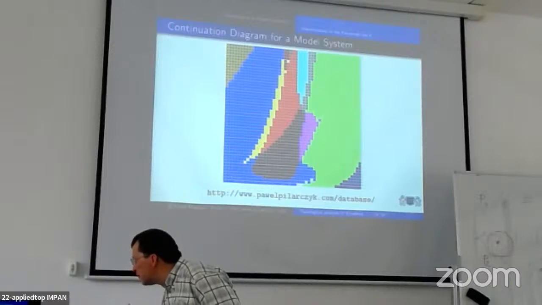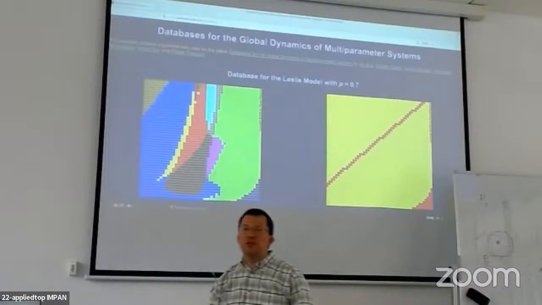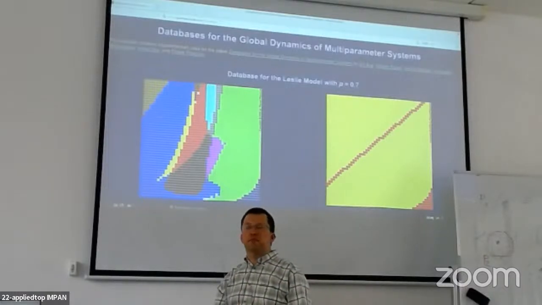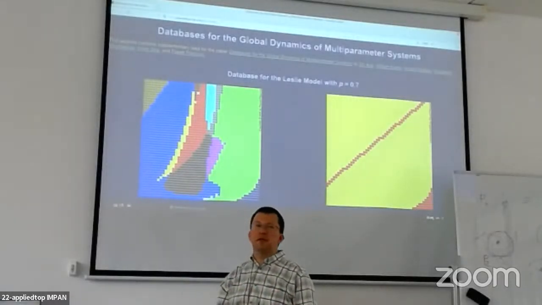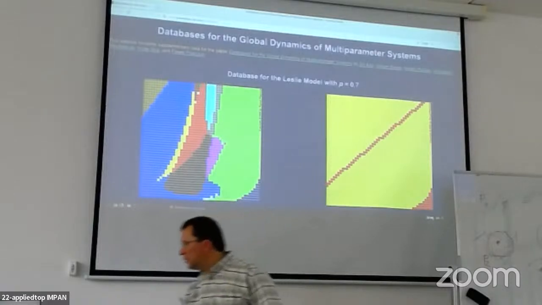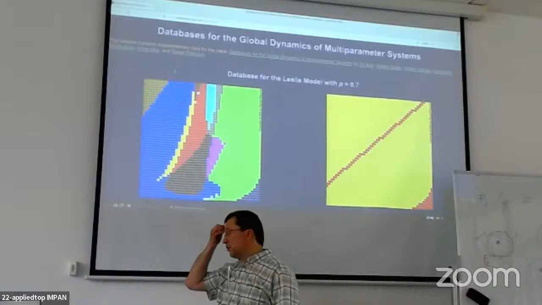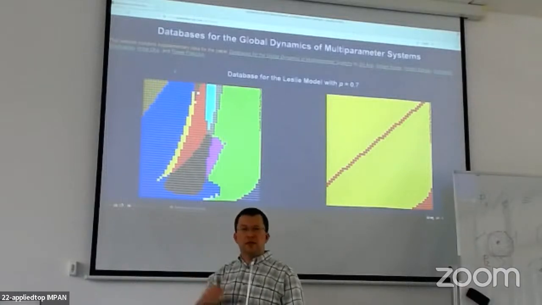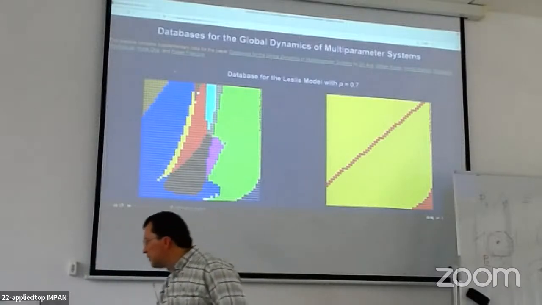So this is a 50 by 50 parameter box, which we did for a specific Leslie model. This is a population model, a discrete-time dynamical system with several parameters, but we fixed most of them, and we only vary two parameters. And the dimension of this model is arbitrary, so we fixed just dimension 2 so that we can see the dynamics easily.